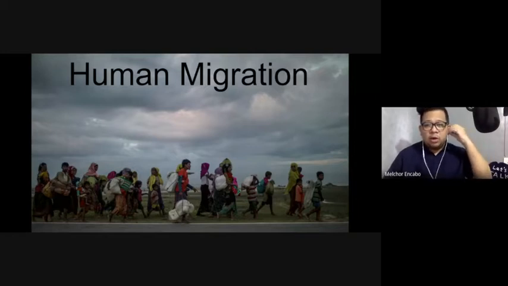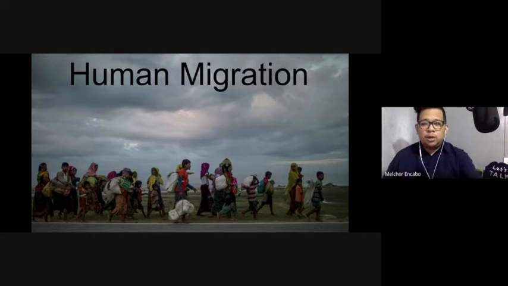Ano bang nakita ninyo? Kung bibigyan ito ng reaction, anong reaction button ang pipindutin ninyo para dito? Ila-like nyo lang ba to or i-ignore?